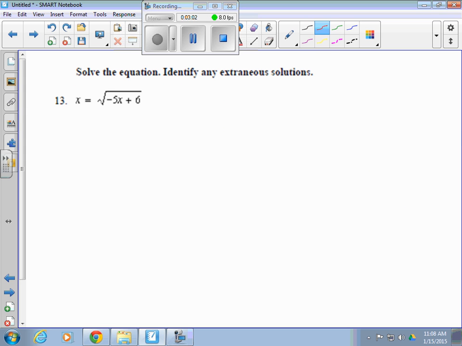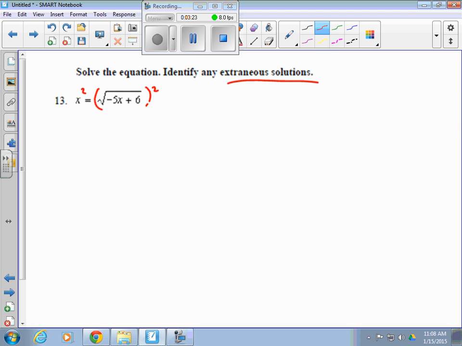Number 13 says solve the equation and identify any extraneous solutions. That just means when you plug them back in, if you get something that's not true. One of these is in fact extraneous when we do this one. X equals the square root of negative 5x plus 6.